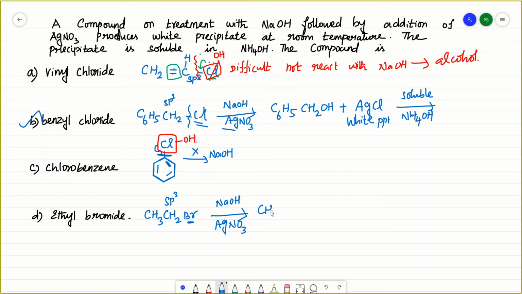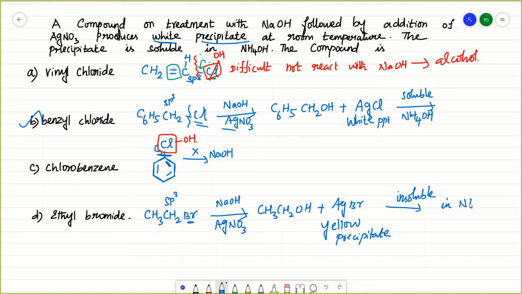Here it forms ethyl alcohol. Then it forms AgBr. This is a yellow precipitate. Our question says it forms a white precipitate. So it is sparingly soluble or insoluble in NH4OH. So this is benzyl alcohol and this is ethyl alcohol.